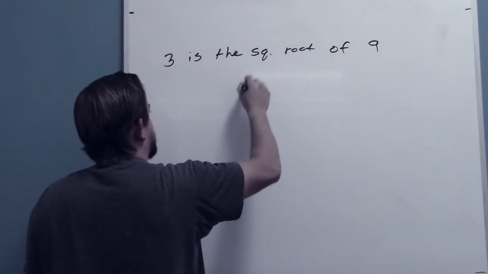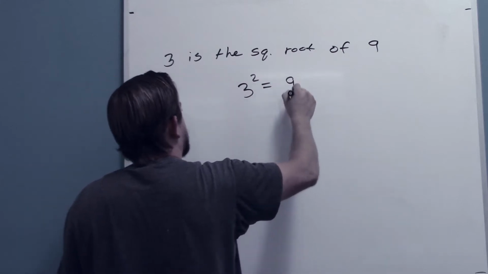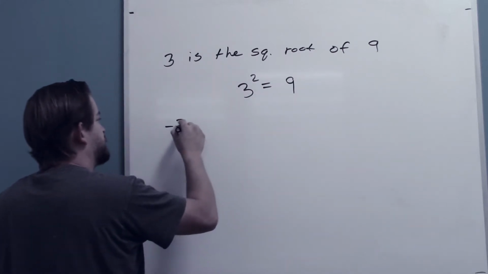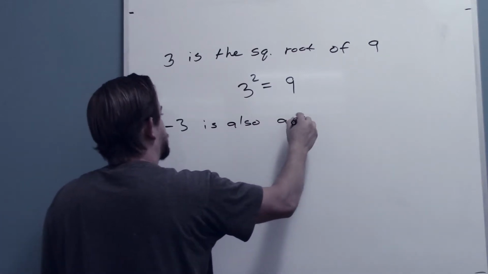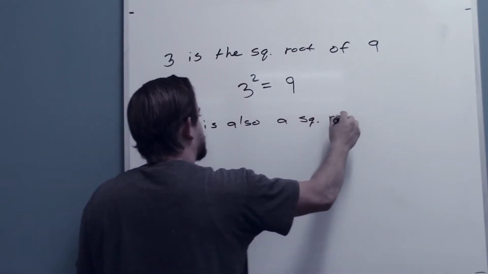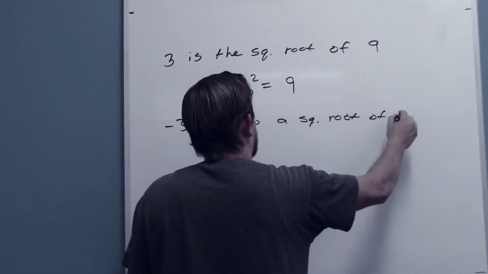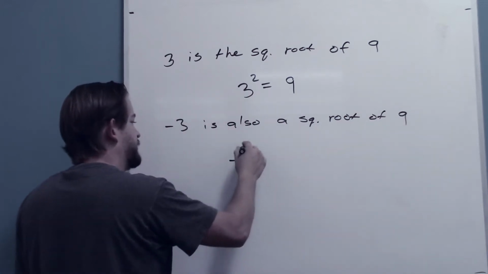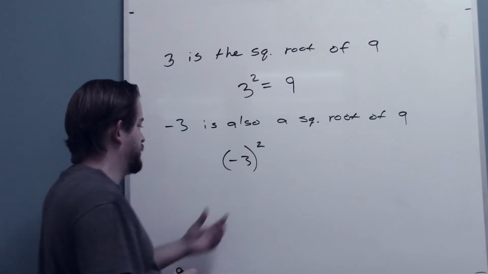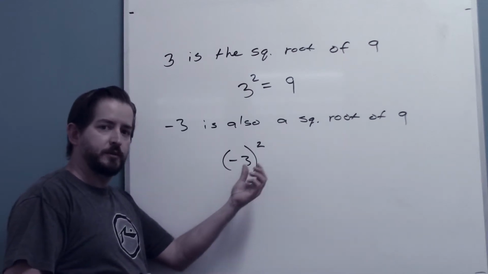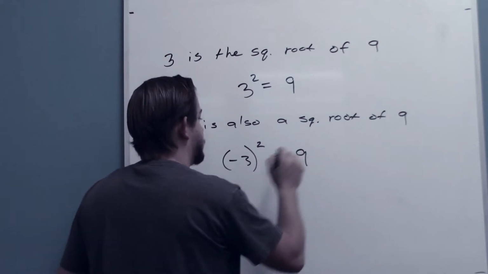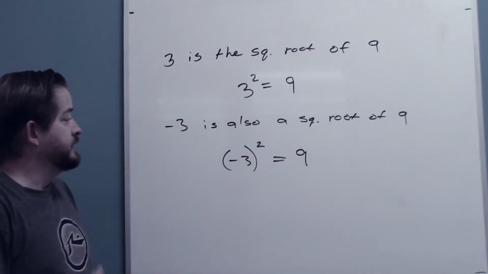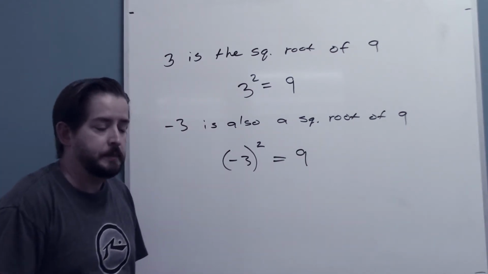Because if I take 3 and square it, I get 9, but negative 3 is also a square root of 9. Because if I square negative 3, remember I'm squaring negative 3, meaning negative 3 times negative 3, that's also positive 9. And so I have two square roots.